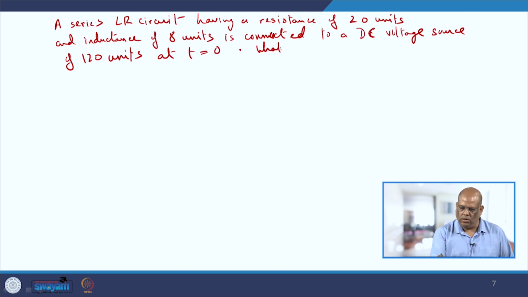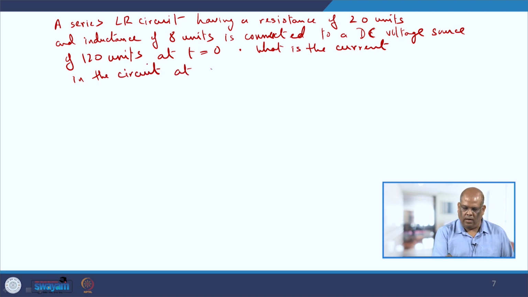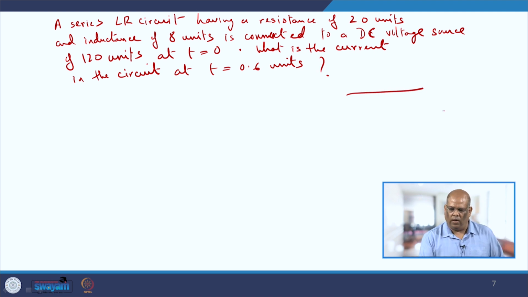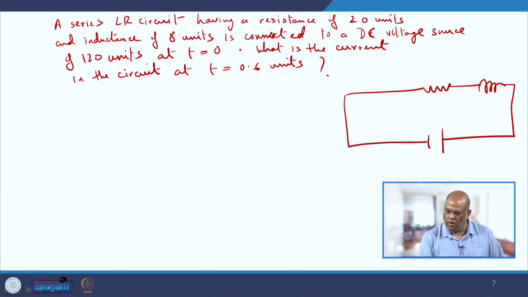So, what is the current in the circuit at time 0.6 units? So, you have a resistance, you have an inductance, and this is connected to a source.